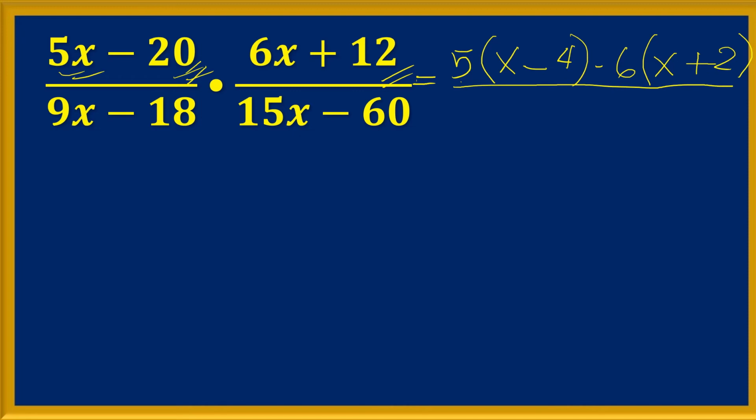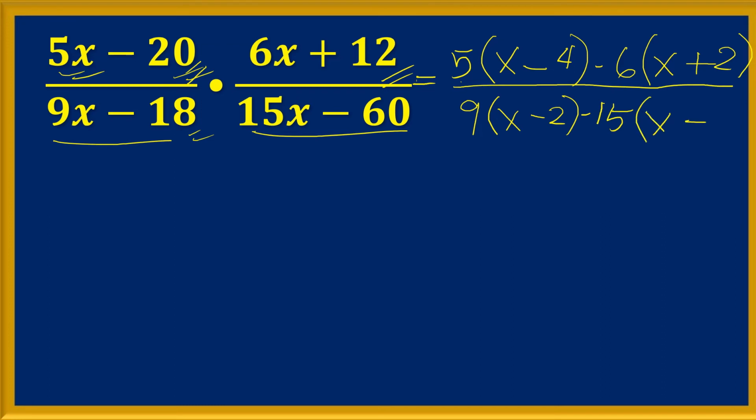For denominator, we have 9x minus 18. Common factor nila is 9. Then 9x divide 9 is x, minus 18 divide 9 is 2. Multiply by factor of 15x minus 60. Common factor nila ay 15. 15x divide 15 is x, minus 60 divide 15 is 4.